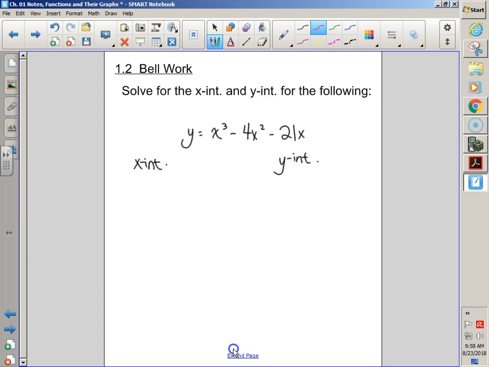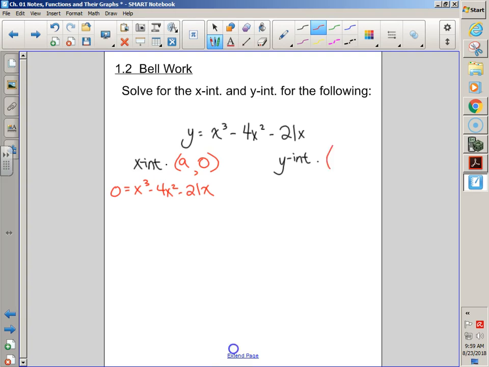For the x-intercept, what do we know to set equal to 0? Y. The y. And we have to find what goes with the 0 when y is equal to 0. So we would put 0 equals x cubed minus 4x squared minus 21x. So some of you answered x-intercept, and it's going to take a little bit of work.